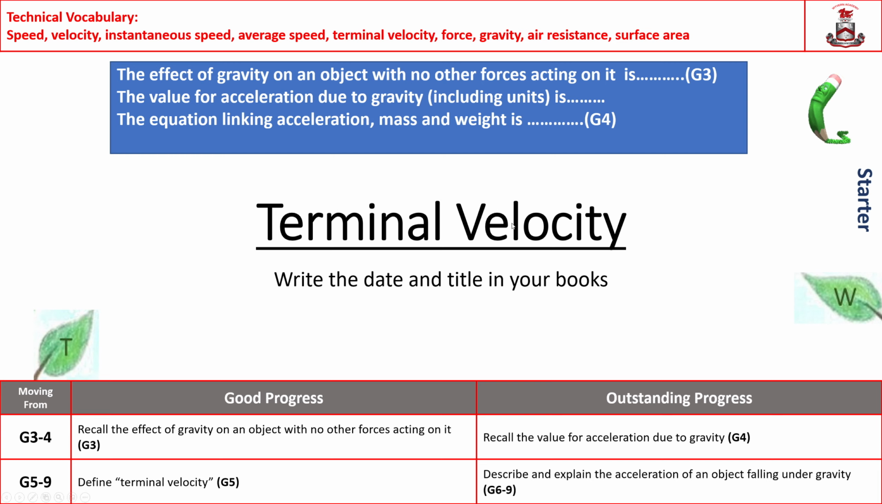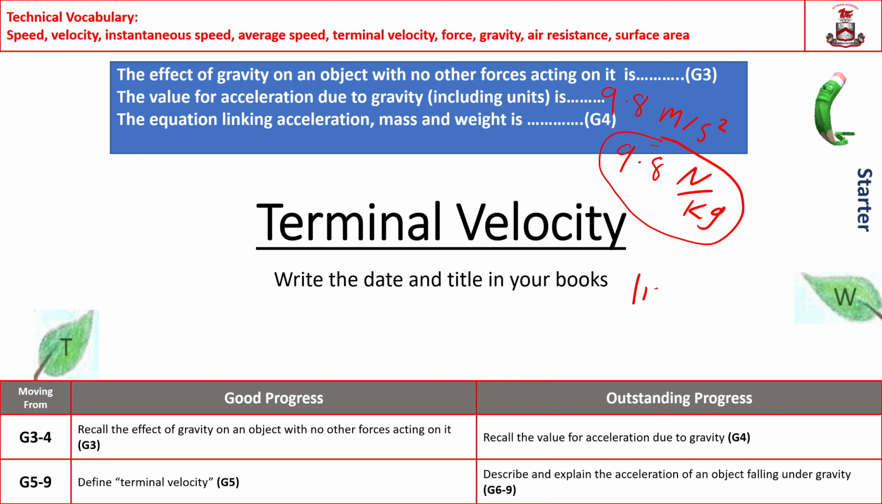So let me just write that on the PowerPoint. The value is 9.8 meters per second squared, or 9.8 newtons per kilogram. These two units are the same thing, so just remember one of them. I think newtons per kilogram is the easiest one to remember, because if I have 1 kilogram, that has a weight of 9.8 newtons. What this is saying is the Earth gives you a weight of 9.8 newtons for every kilogram you have.